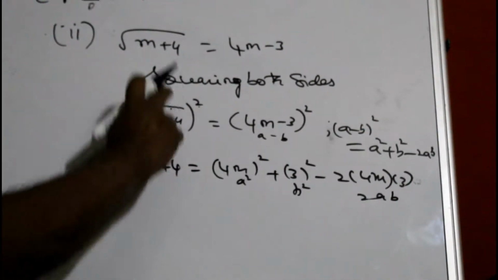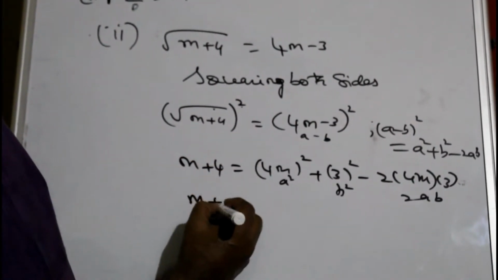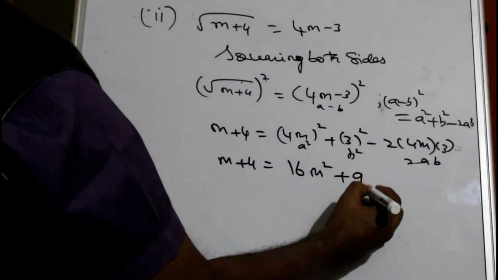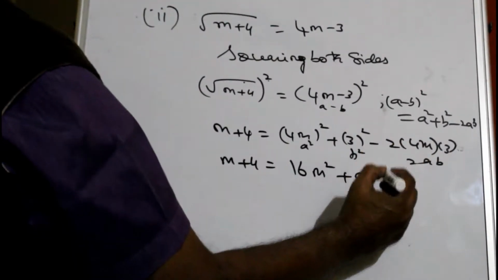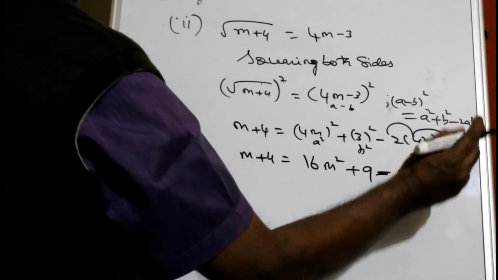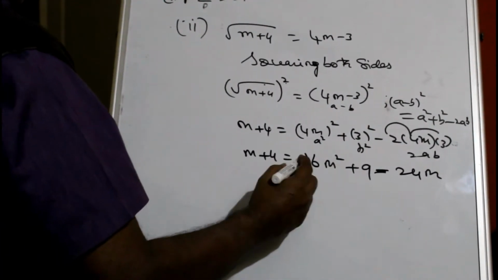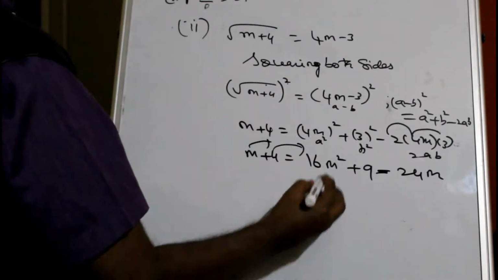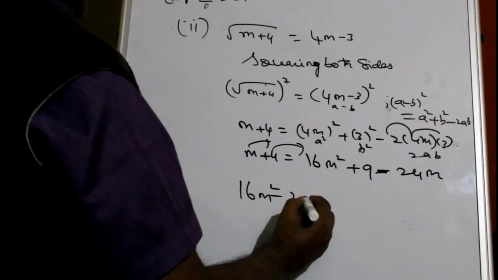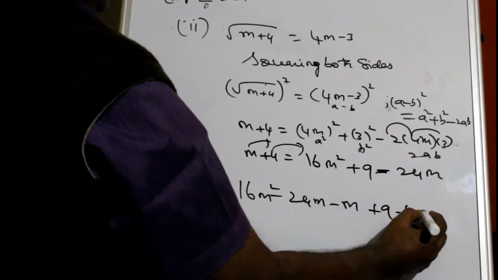So to remove the root you have to square both sides. What you get is m plus 4 equal to 16m square plus 9. Here you must multiply the numbers first. Put the sign first. 2 into 4 into 3 is 24m. So bring it all to one side. You can take these two to that side. So write the 16m square first, minus 24m, and take that side, minus m plus 9 minus 4 equal to 0.